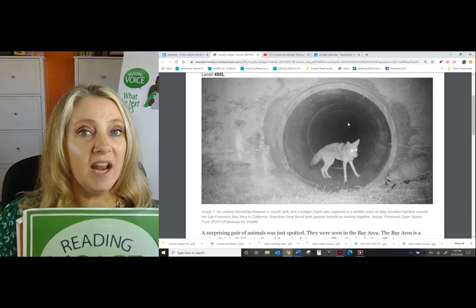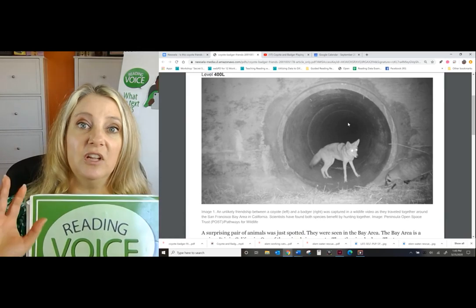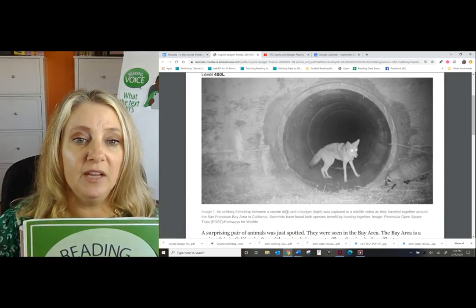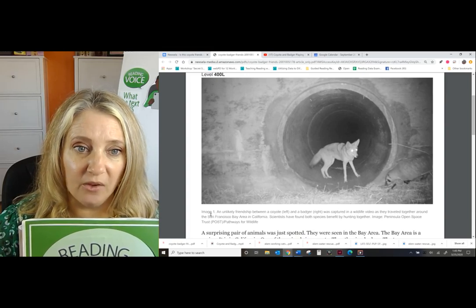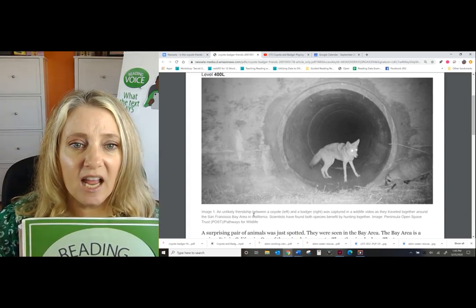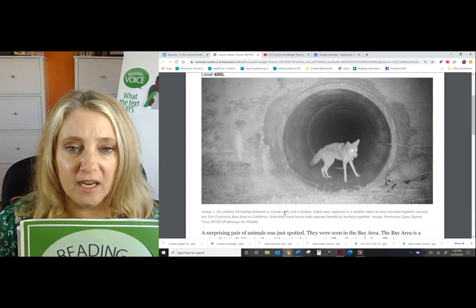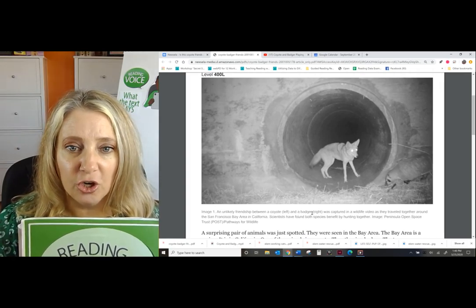Now, when I'm reading informational text, there's a lot for me to pay attention to. And so I'm going to actually notice the caption down here as well. Image 1, an unlikely friendship between a coyote, left, and a badger, right.